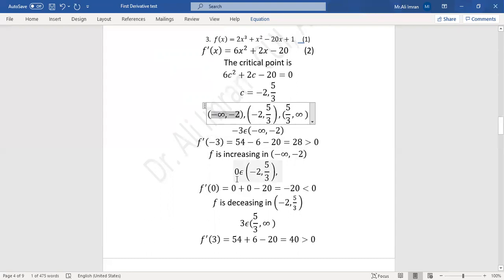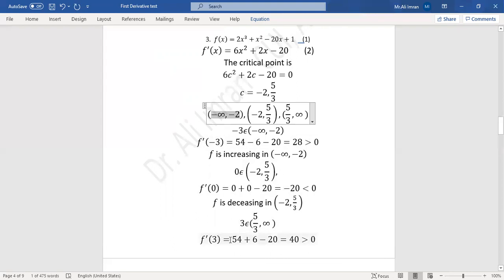We put this test value in the derivative. F prime of 0 is equal to 0 plus 0 minus 20, which is equal to minus 20, which is less than 0, which means that the function is decreasing in the second interval. Now we will take a test value from the third interval and put it in the derivative. F prime of 3, where 3 belongs to the interval 5 by 3 to infinity.